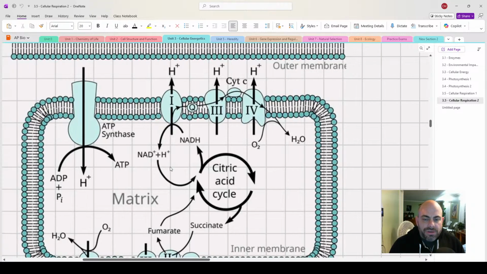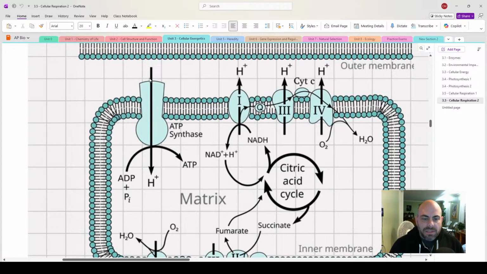So that concentration is built up, and because of that, ATP synthase is going to facilitate diffusion of those protons back into the matrix. And when it does that, it causes ATP synthase to sort of spin, for lack of a better term, and that causes ADP to be phosphorylated to ATP. You sometimes see this called oxidative phosphorylation.